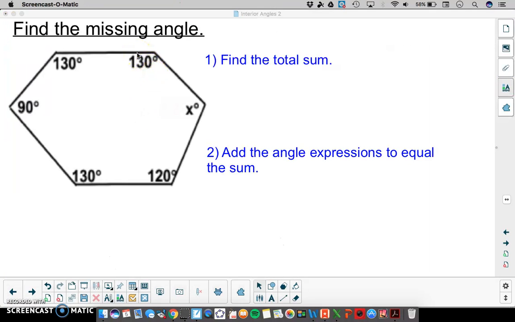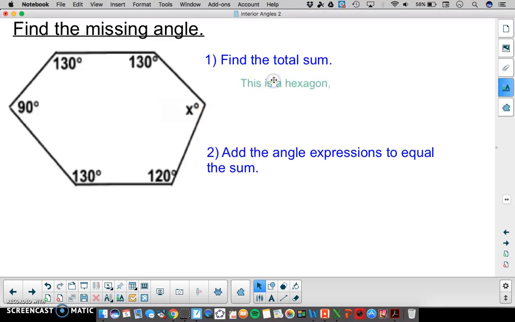Here we're going to find the missing angle inside this polygon. So first we need to figure out what the entire angle sum will be. So we need to know how many degrees are inside this figure total. So that's step one. We're going to find the total sum. Well, we have to know how many sides there are in order to calculate that. So 1, 2, 3, 4, 5, 6. So this figure is a hexagon. So we know it has 6 sides. So we can find the total by plugging in to 180 times n minus 2. Well, n is 6, minus 2 is 4, so 4 times 180 is 720. So therefore the total sum is 720 degrees.